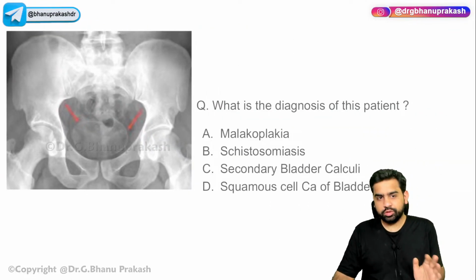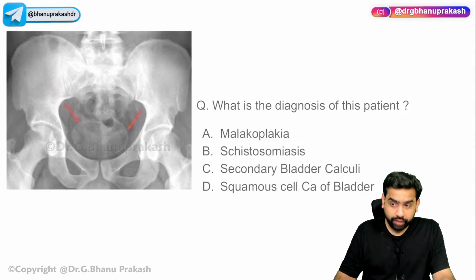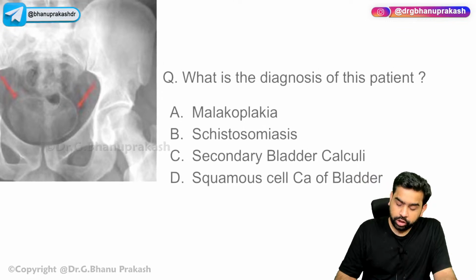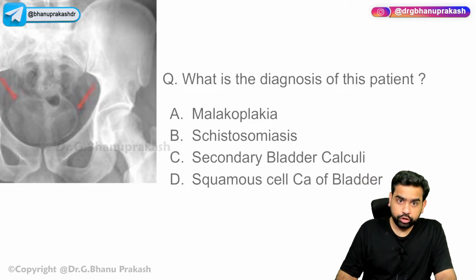Okay, now this is not a very easy kind of a thing, but you would have heard of these, you would have read of this. So let's try to have a look at it. Okay, so what is the diagnosis of this particular patient? First, look at the options: malakoplakia, schistosomiasis, secondary bladder calculi, and squamous cell carcinoma.